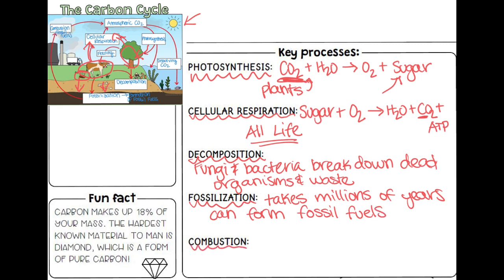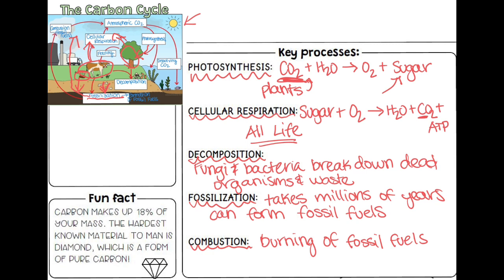Finally, combustion. So this is the burning of fossil fuels. And that puts carbon back into the atmosphere. So basically you have your decomposition that breaks down into simple carbon compounds. Those carbon compounds are fossilized and preserved, and then we dig them up and we burn them, and it puts it back up into the atmosphere. That is your carbon cycle in a nutshell.